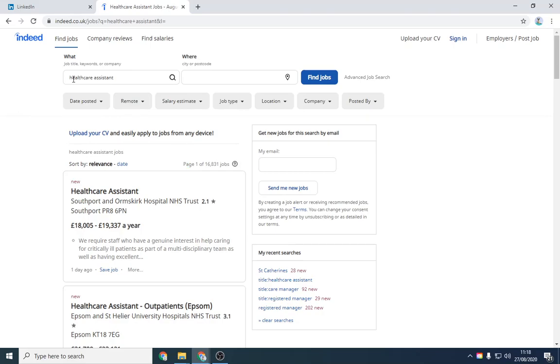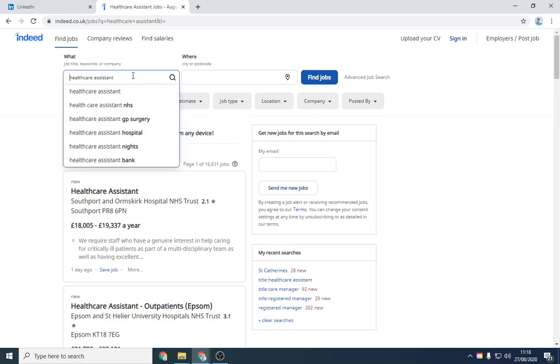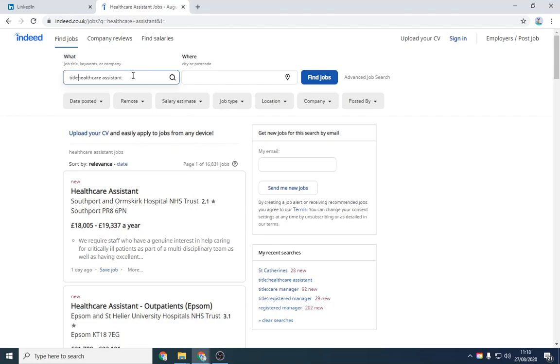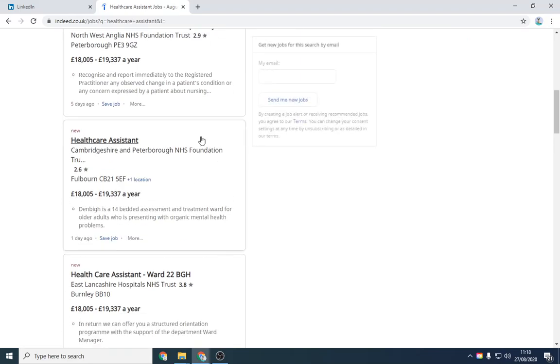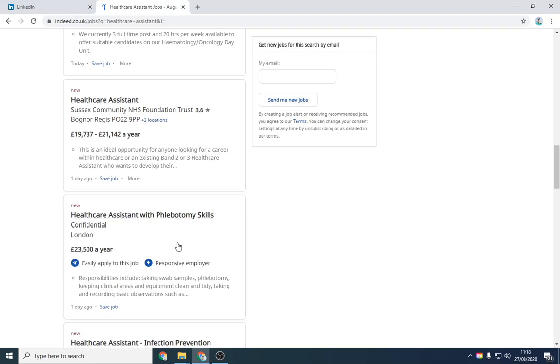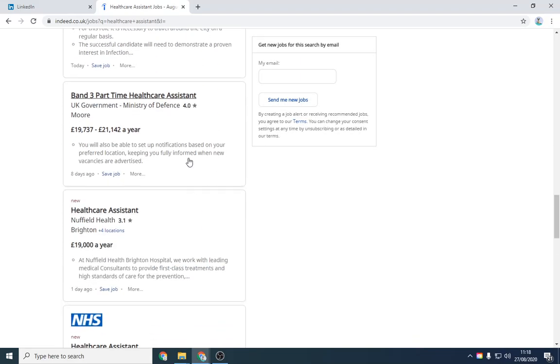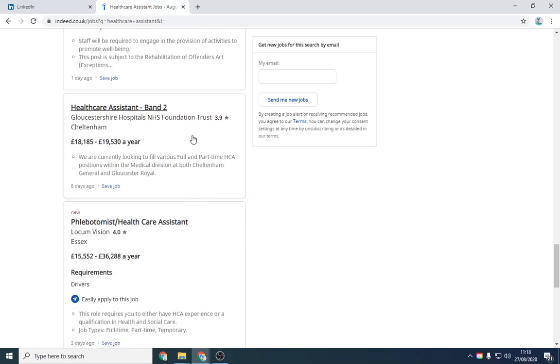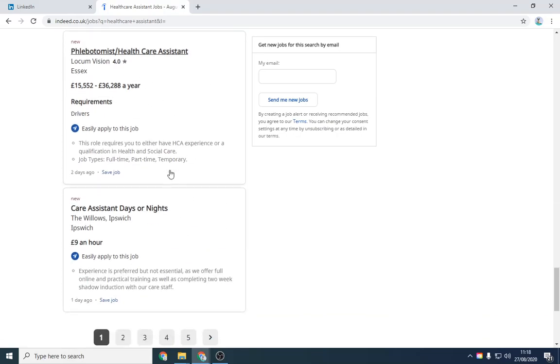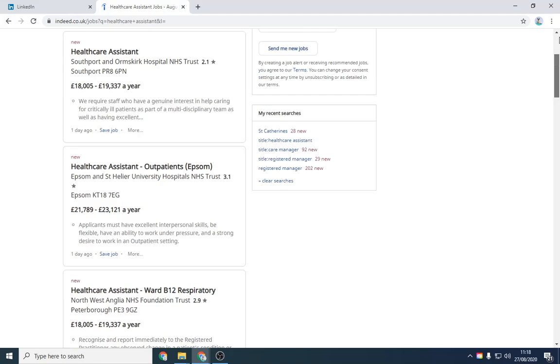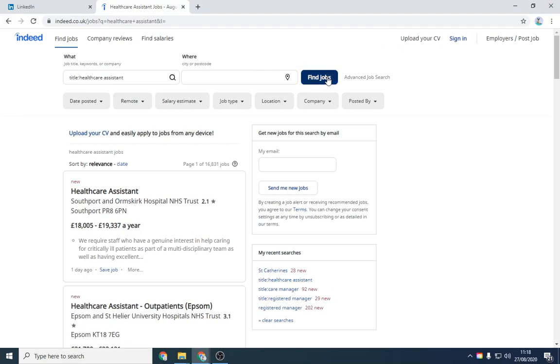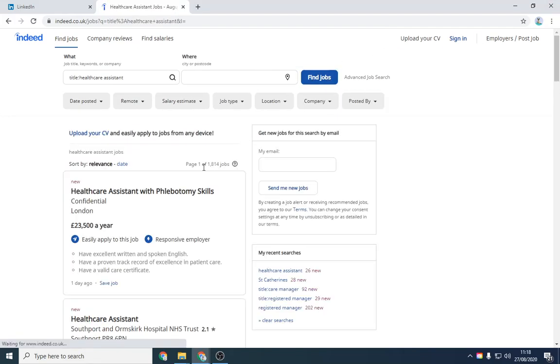What we want to do is put in the job title and then a colon or semicolon, or whatever it is. The reason we do that is that sometimes it picks up positions that aren't relevant. These seem okay at the moment, but I don't even know what that is. So we search, find jobs, and it's cut it right down. It's excluded the ones that don't have that in the title. You want to be searching like that all the time.